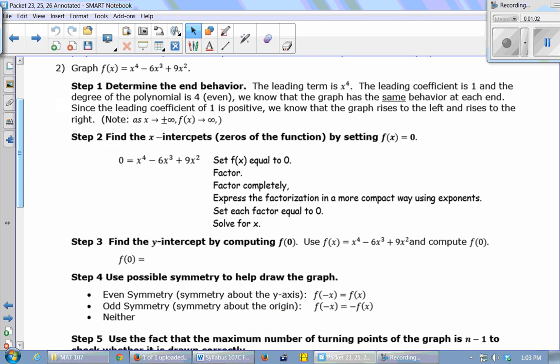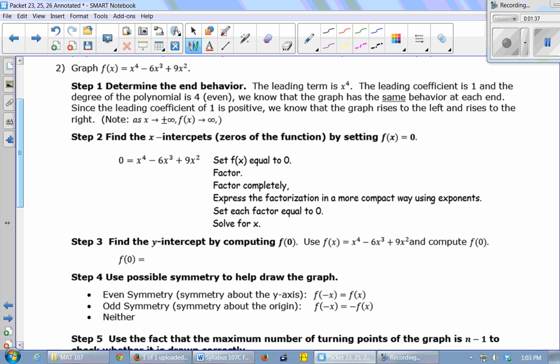All right, so I want to graph x to the 4th minus 6x cubed plus 9x squared. First thing I'm going to do is try to determine the end behavior. What do the far ends of this graph do? All I need to look at for end behavior is the leading term. Is the degree of that leading term even or odd? Even. What is the degree? 4, yeah. The degree is the highest power on x. In this case it's a 4.